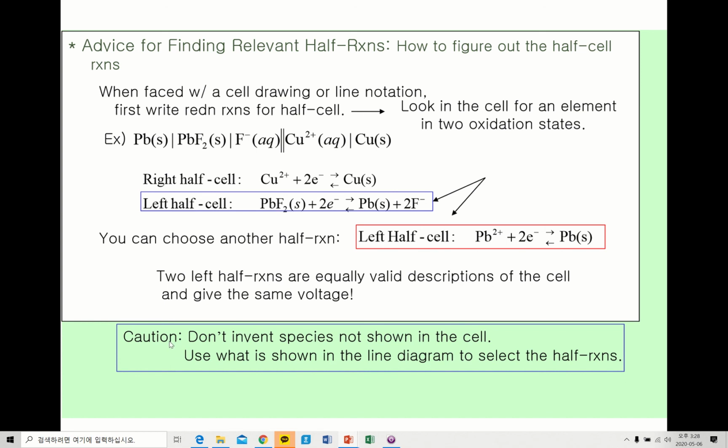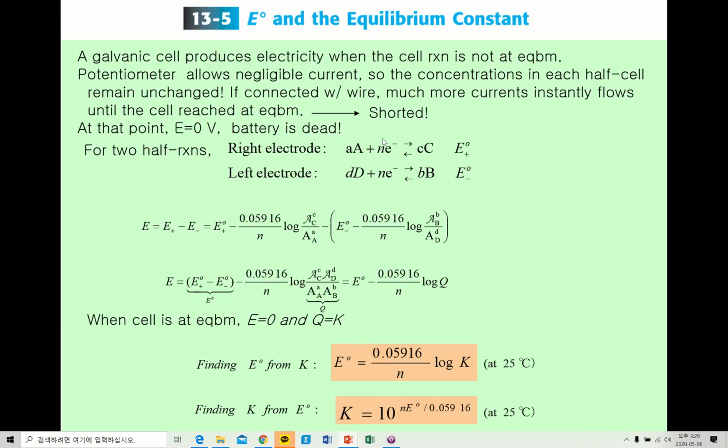But here is a caution: don't invent species not shown in the cell. Use what is shown in the line diagram to select the half reactions, which means that, here it contains fluoride ion, but don't write something like fluorine gas F2, because F2 doesn't appear here. Okay, you understand? Okay, let's stop here.